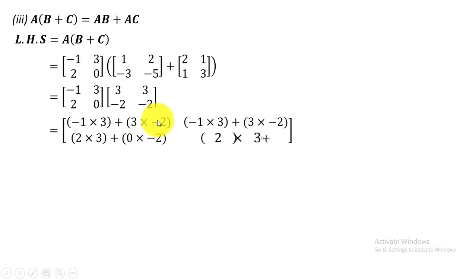Their product is defined as top left entry is obtained by the product of first row with first column, negative 1 time of 3 plus 3 time of negative 2. Top right entry is obtained by the product of first row with second column, negative 1 time of 3 plus 3 time of negative 2. Bottom left entry is obtained by the product of second row with first column, 2 time of 3 plus 0 time of negative 2. Bottom right entry is obtained by the product of second row with second column, 2 time of 3 plus 0 time of negative 2.